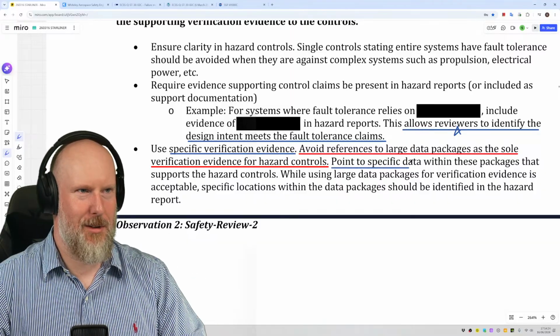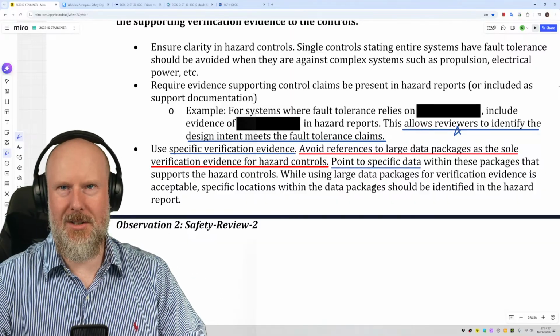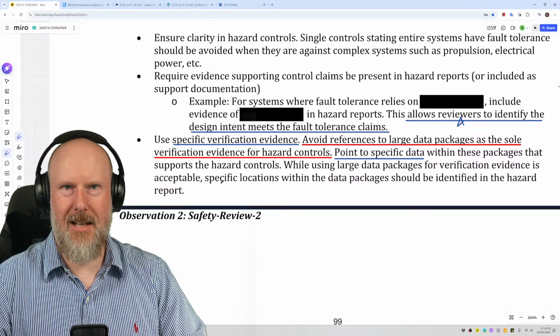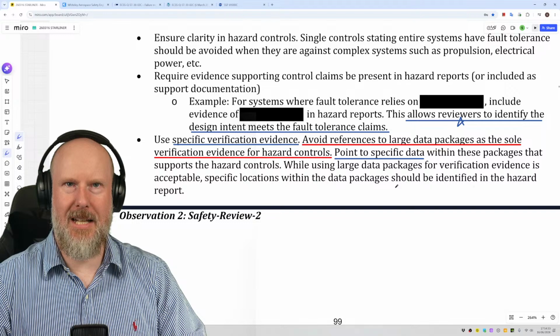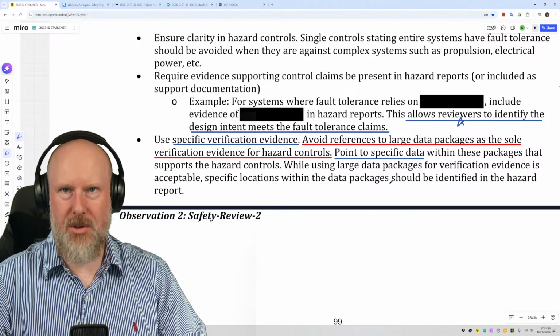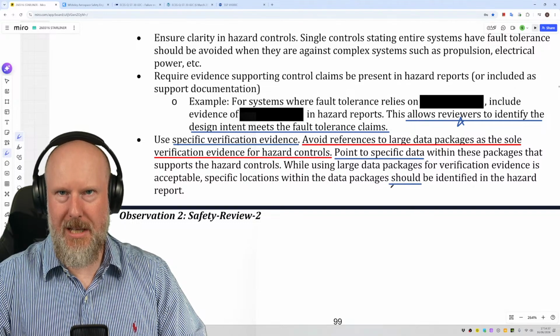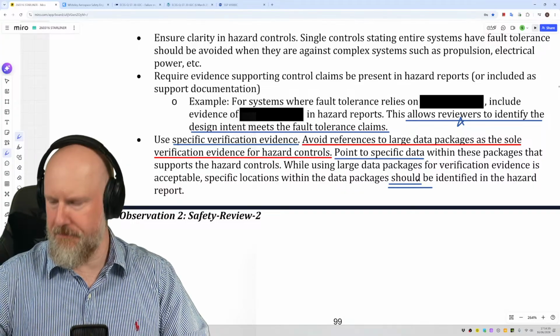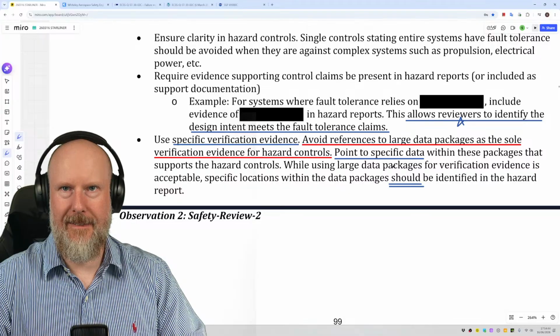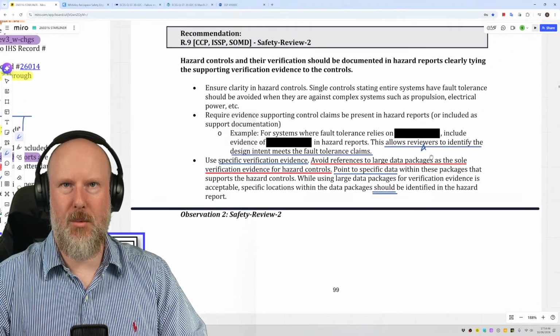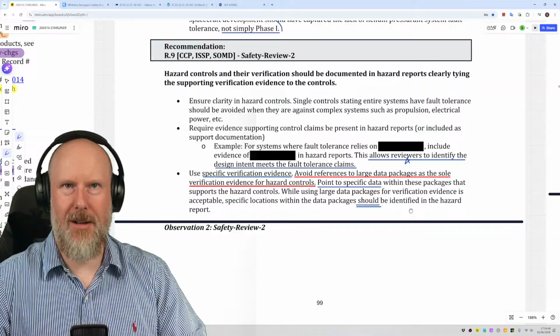Yeah, so I've just stolen my own thunder there. While using large data packages for verification evidence is acceptable, specific locations within the data packages should be identified in the hazard report. This should not be a should. This should be a must, mandatory. That's what I would suggest if that was me writing a recommendation.